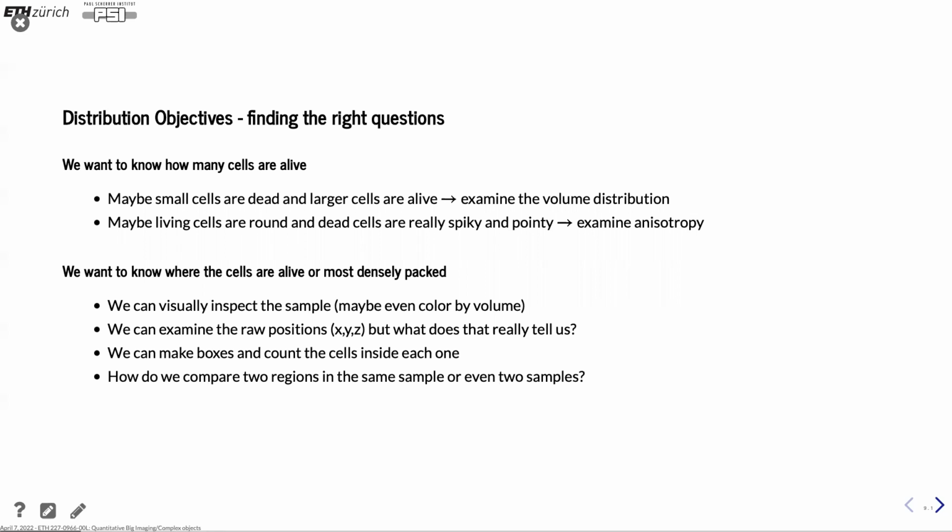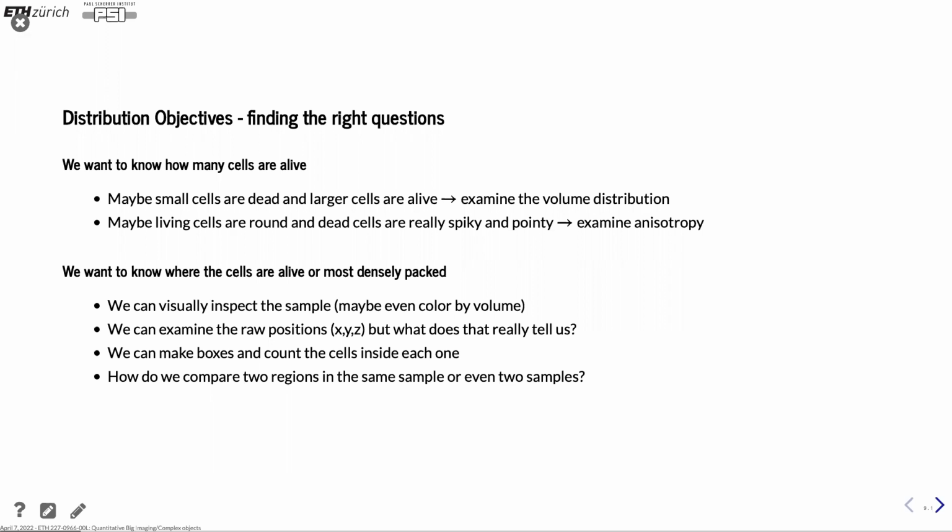You also want maybe to know if the dead cells or the live cells are more densely packed. And of course, the long way is to visually inspect and say, well, that region is more dead, more alive, but you can maybe even tell it by the volume or color or something like that. We can also look at the raw positions, so looking at the centroids and seeing what they tell us. For example, if you have more items together, then you can say that they are grouping up more.